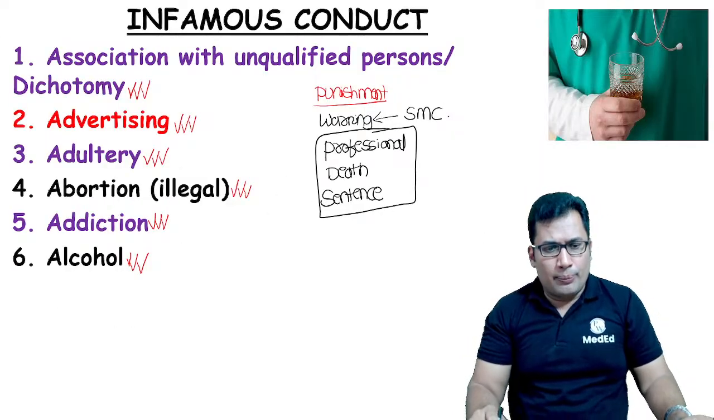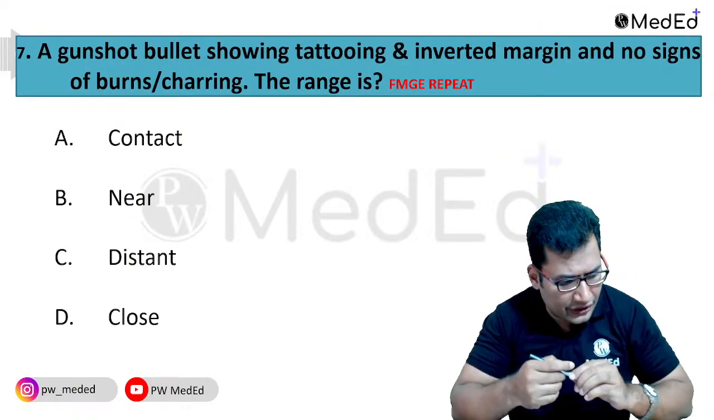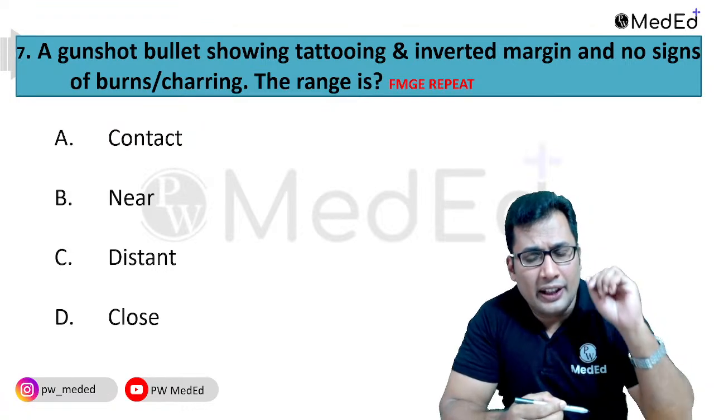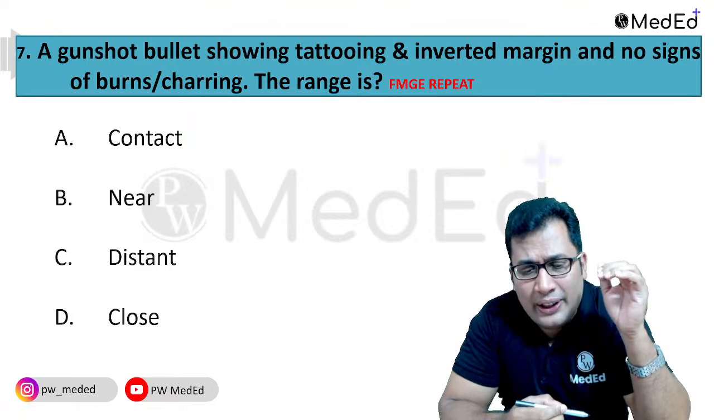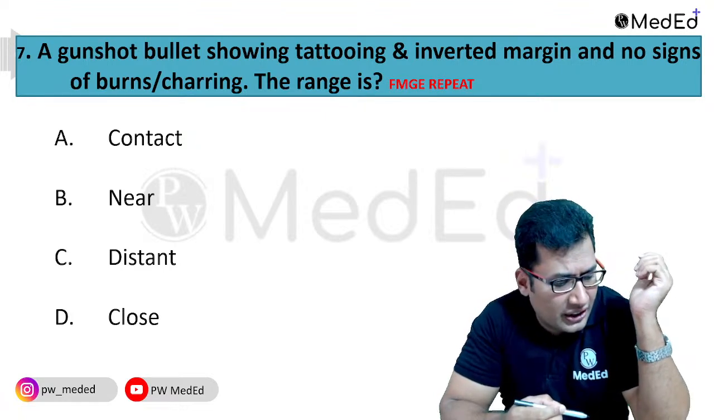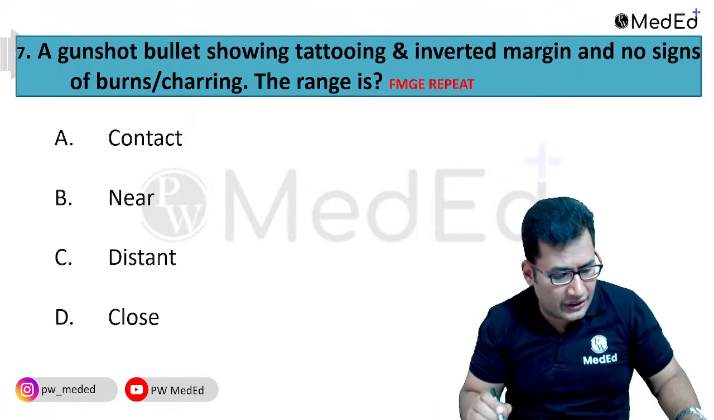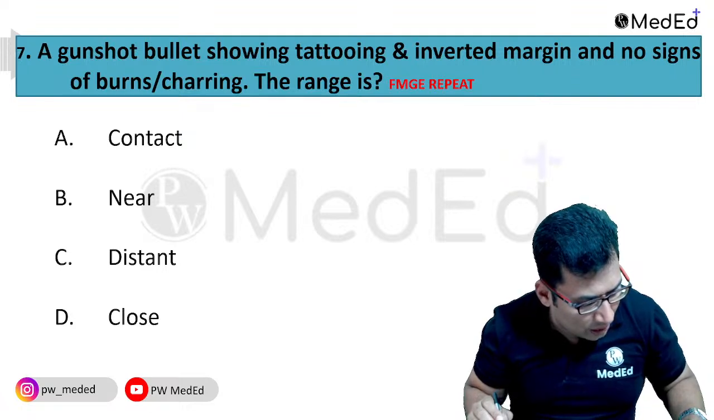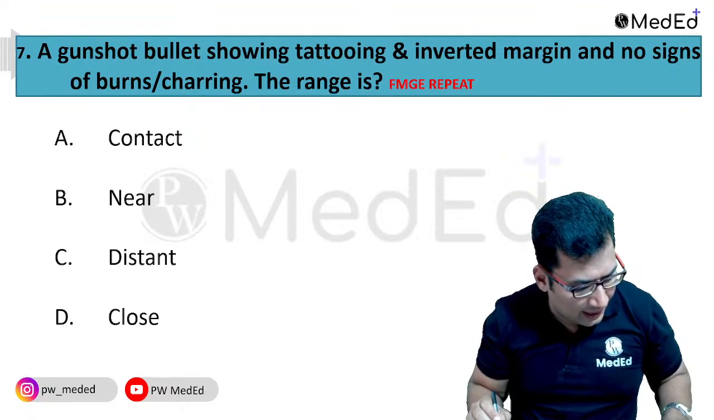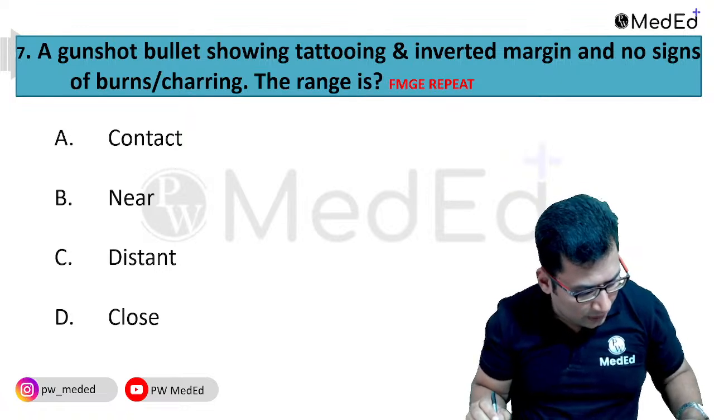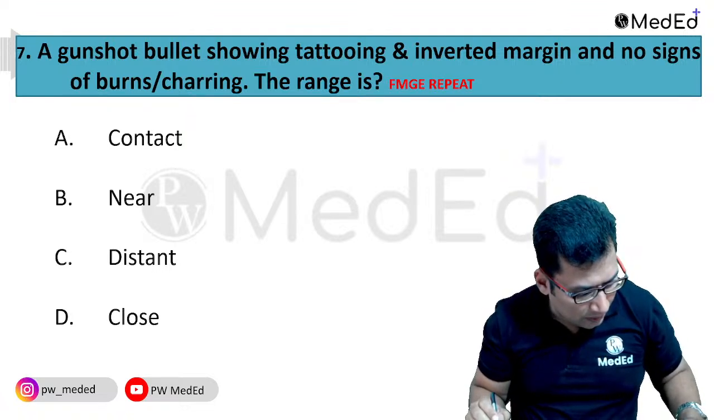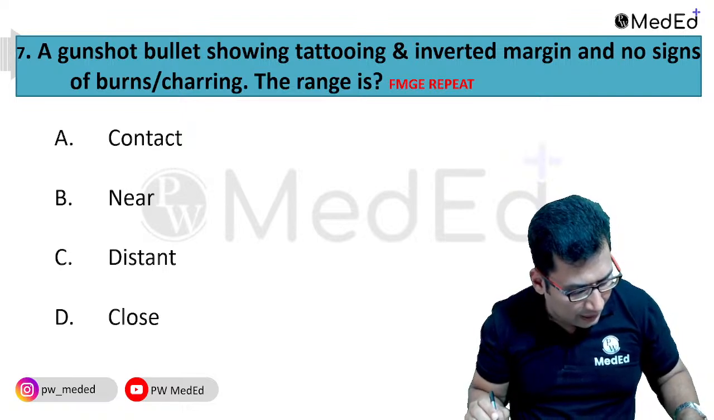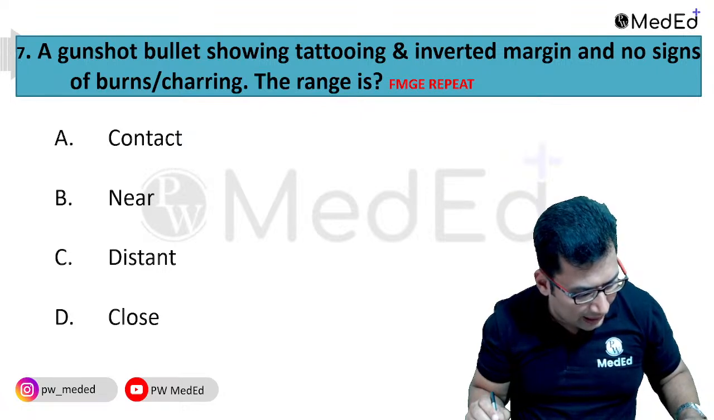So this is about question number 6. Question number 7. A gunshot bullet showing tattooing and inverted margin and no signs of burn and charring. What is the range? Can anyone answer? Yes, come on. Dr. Shailesh, Farah Ahmad, Shalu Yadav, Chandani Keshwani, Dr. Shailesh.